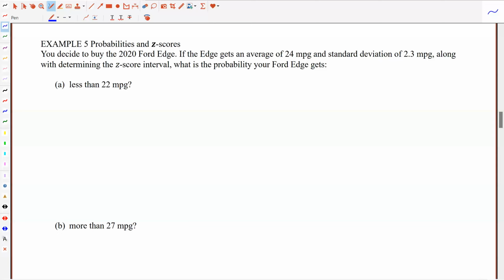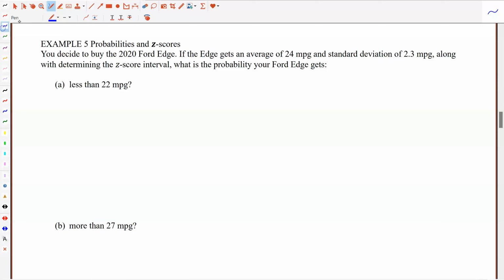So in this example, you decide to buy the 2020 Ford Edge. If the Edge gets an average of 24 miles per gallon and a standard deviation of 2.3 miles per gallon, along with determining the z-score interval, what is the probability your Ford Edge gets, in the first part, less than 22 miles per gallon?